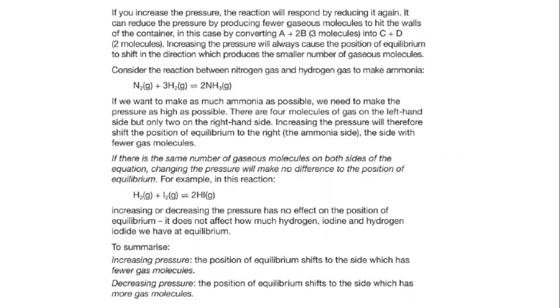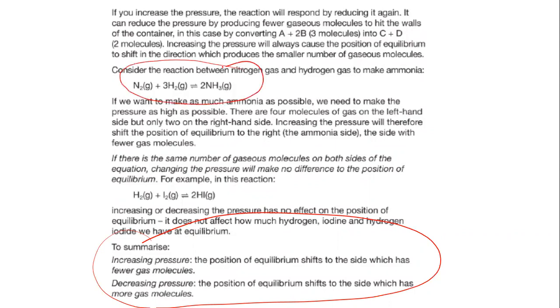So increasing the pressure, the position of the equilibrium shifts to the side which has fewer gas molecules. When you decrease the pressure, the position of the equilibrium shifts to the side which has more gas molecules. So for example, when you're solving your past papers, you will see this equation very commonly. This equation is the equation for Haber process. You'll probably do Haber process in your term 2 or maybe next year, but it's a part of your syllabus, so you're probably going to do it at some point.